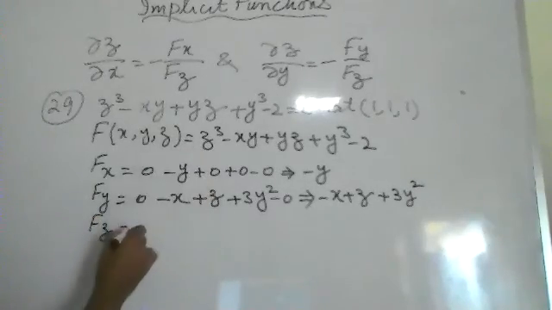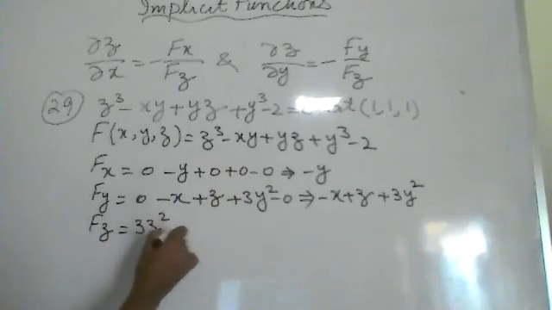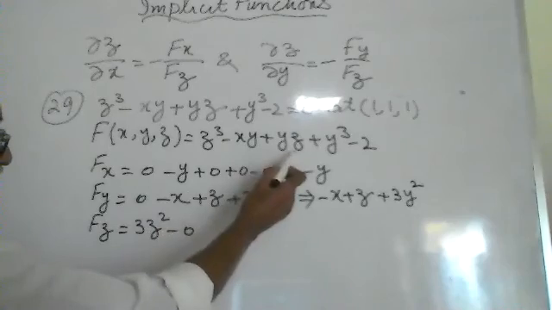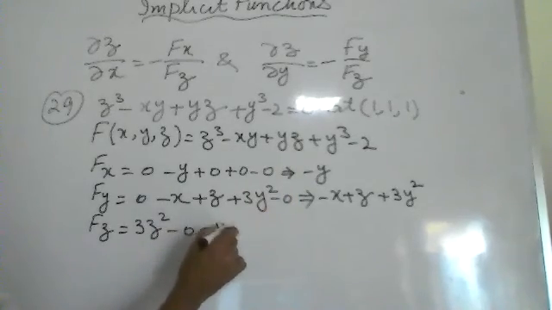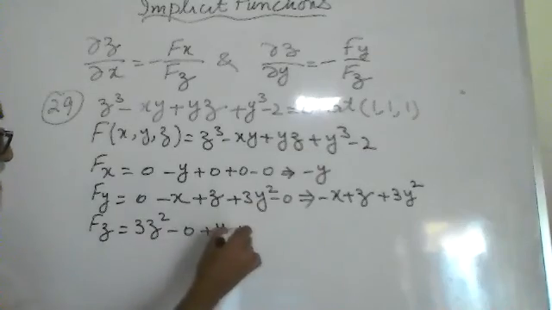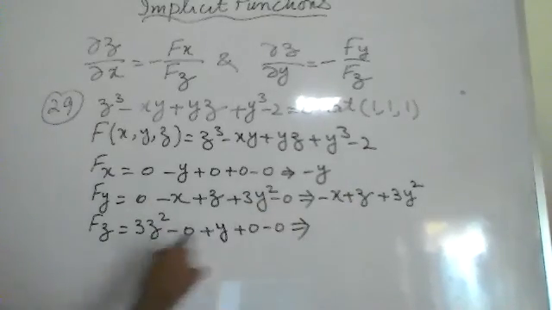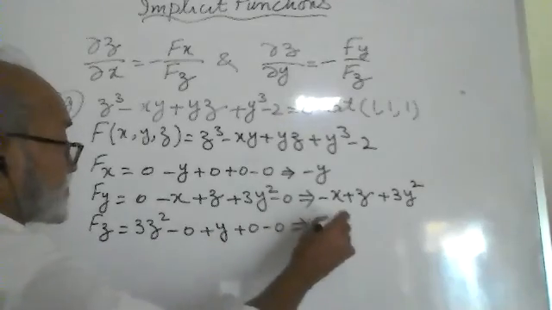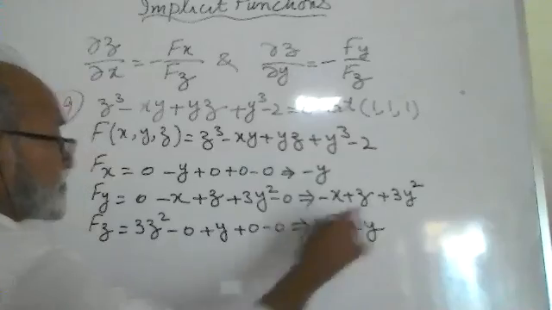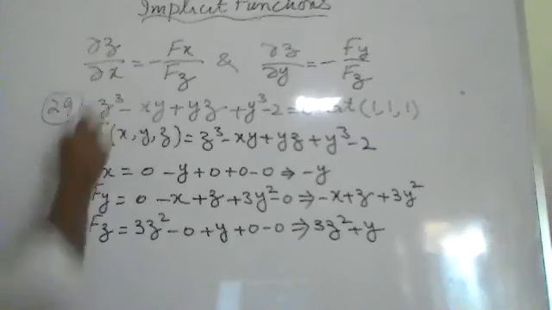Now we will find f of z. This is z cube, 3z square. There is no z, 0. There is z, the derivative of z will be 1, 1 into y will be y. There is no z, 0. So this will become 3z square plus y.